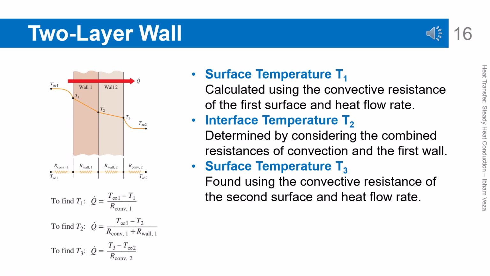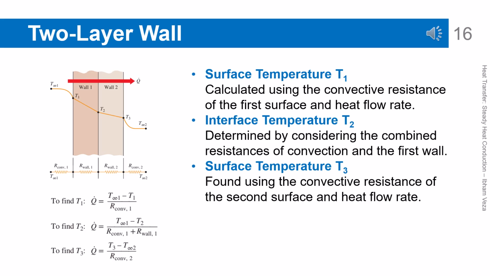Two-layer wall with temperature points. The temperature at each interface can be calculated using the heat transfer rate and the relevant resistances. For T1, the relation Q equals (T∞1 − T1) divided by R_conv,1 is used.